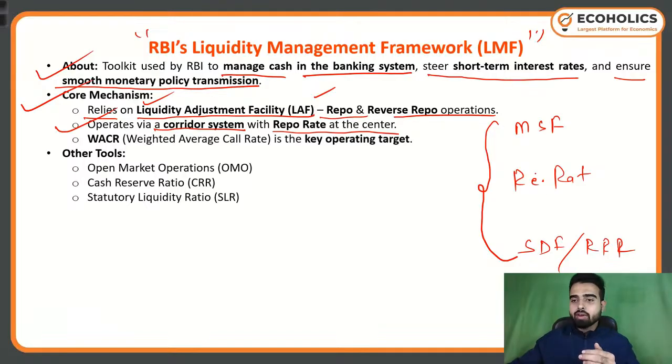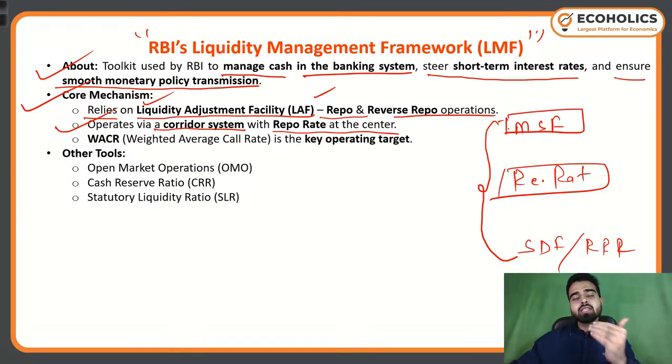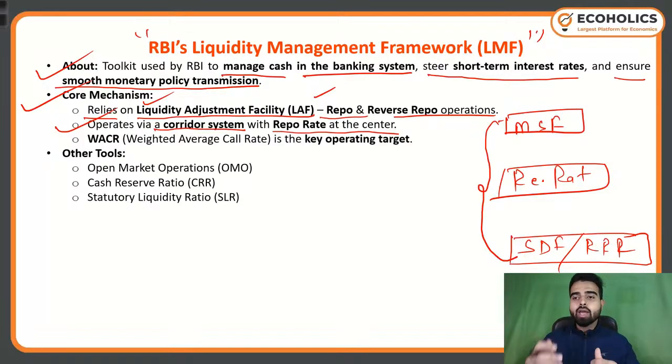In between we have the repo rate, that is the floor rate. Then the upper ceiling is the marginal standing facility. This is the highest ceiling under which a bank can borrow from RBI. Now the SDF and reverse repo rate is the lowest part of the corridor, via which RBI can squeeze money from the banking system. In between we have the repo rate. So this is the corridor system under which this management framework works.